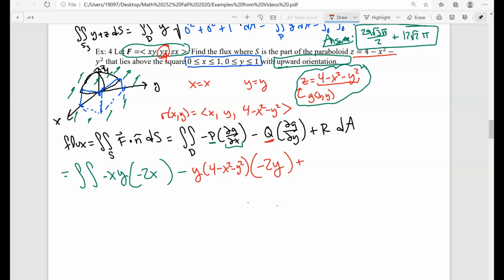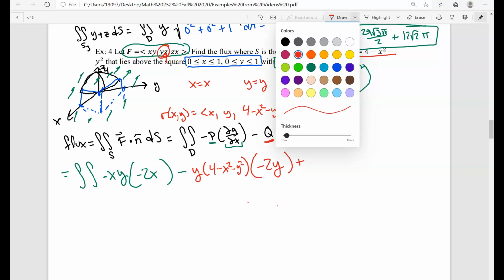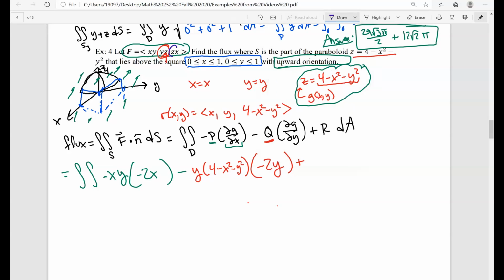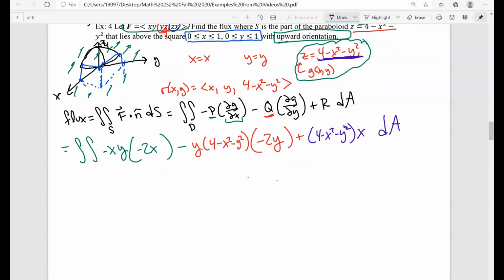Plus my R. And my R in this case is going to be this zx. Remember, there's no z's in here. Z is taking into consideration this guy. So z is going to be this 4 minus x squared minus y squared again. And then you have an x on the outside, and then there's nothing being multiplied afterwards. So dA.